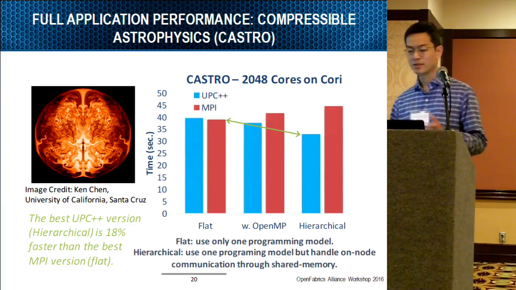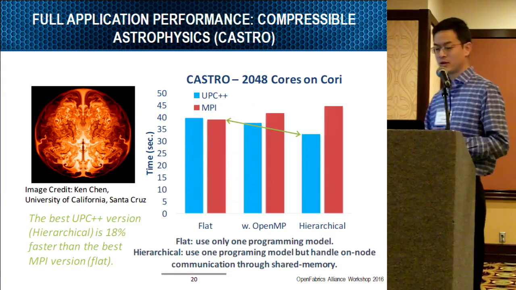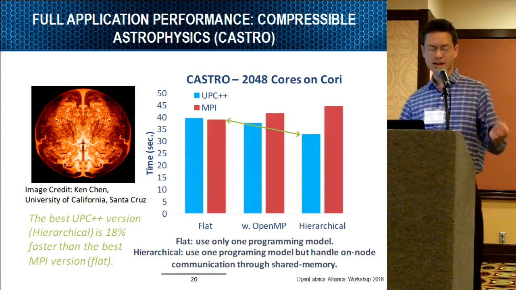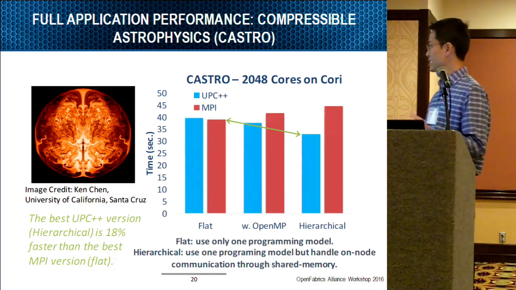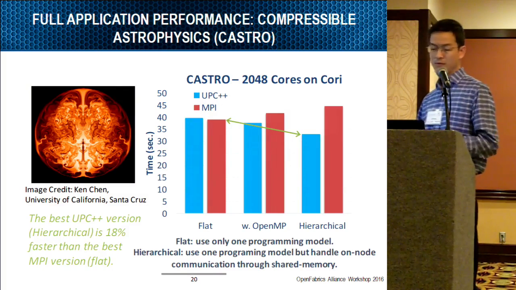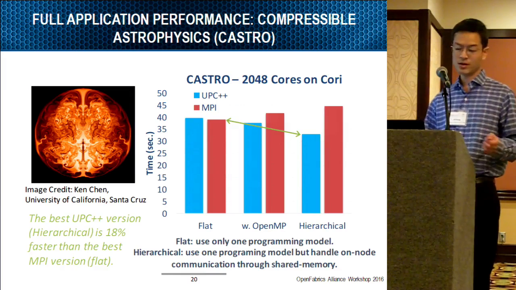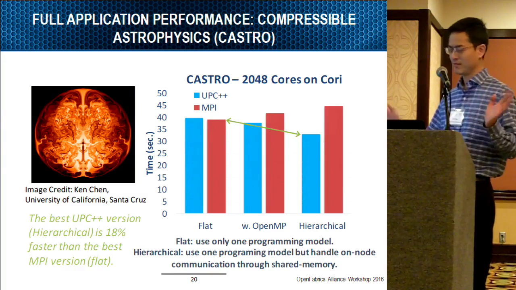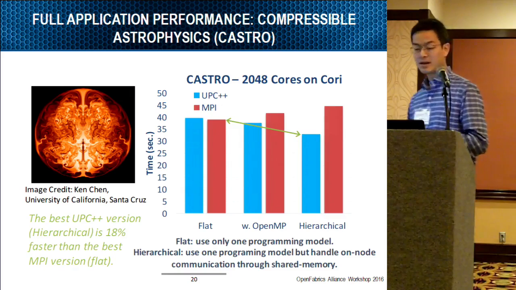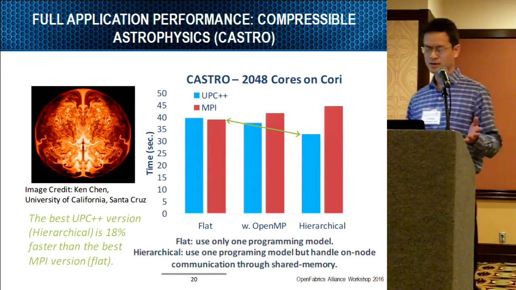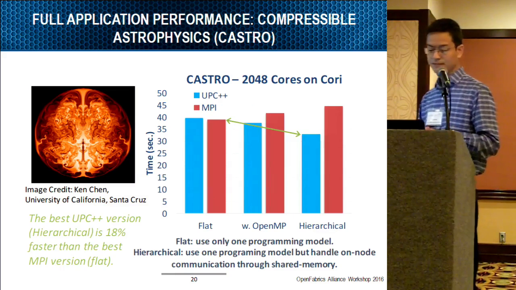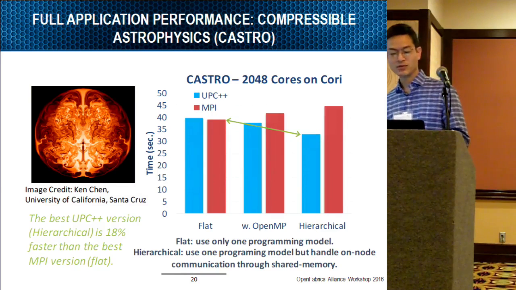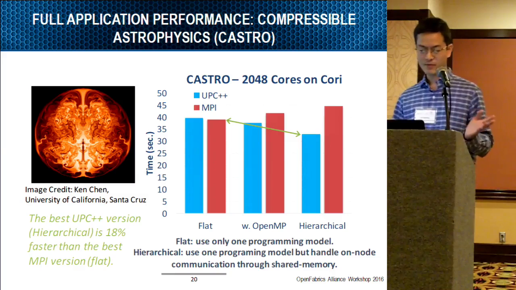So this is a compressible astrophysics code called CASTRO. This is an end-to-end application, a real application running on NERSC Cray systems. As you can see here, because this real application involves both communications and computation, the performance differences are much smaller. But even in this case, if we take the best UPC++ version and compare against the MPI version, you can still see an 18% performance speedup.